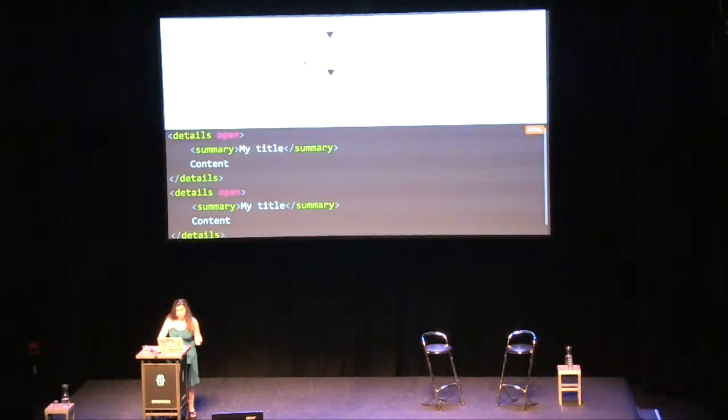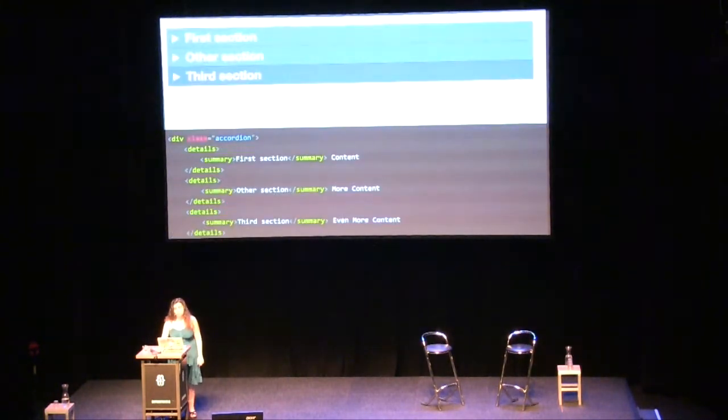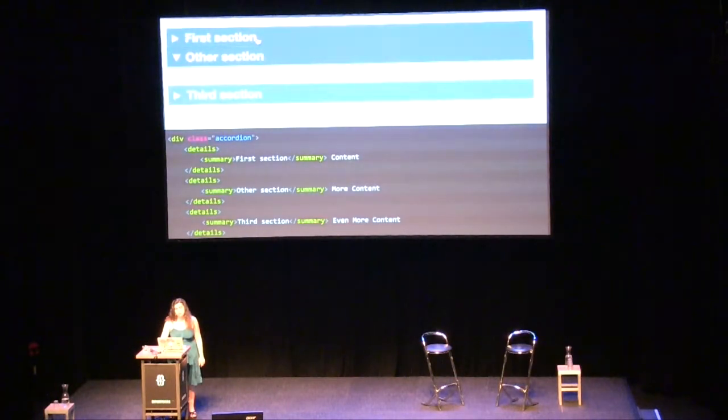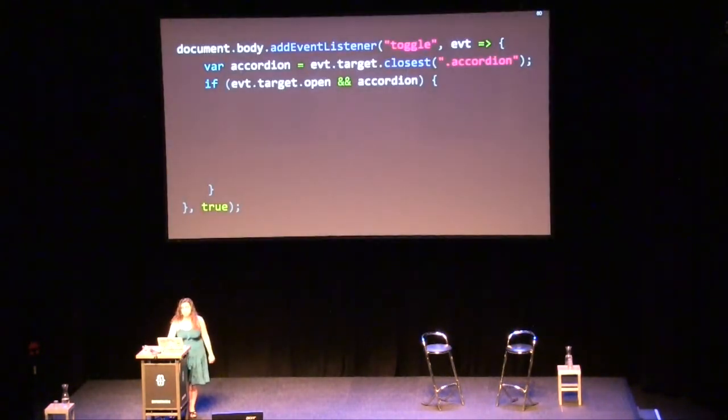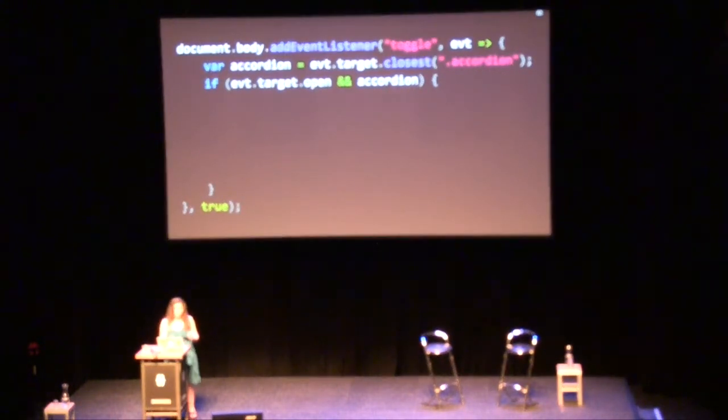Look at this. I've added two summary elements, and I can open both of them. What if I wanted an accordion? What if I wanted something that works like this? Well, actually, this is also using details and summary, a bit more styled than the previous example, with a tiny bit of JavaScript. And stay with me, it's only like 6 lines of JavaScript.